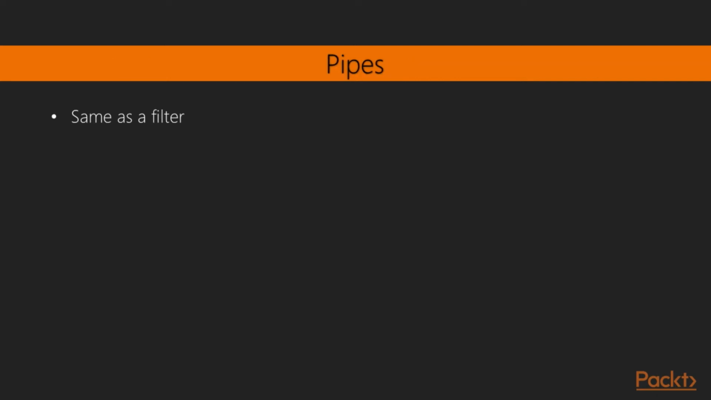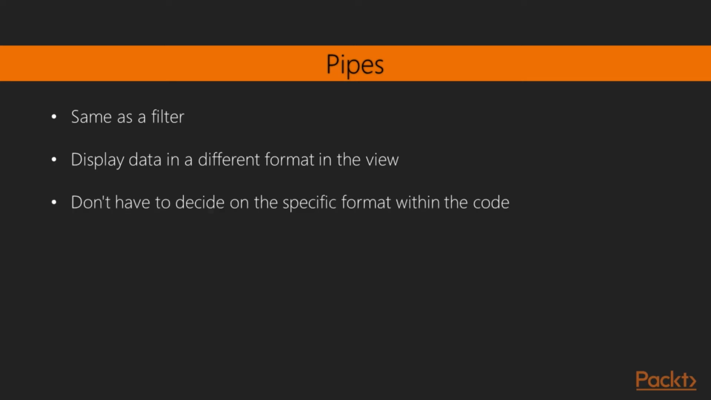Pipes are also a feature of Angular 2 and are not specific to Ionic. If you're familiar with Angular 1, a pipe is exactly the same thing as a filter. The main reason you might want to use pipes is to display data in a different format in the view. You don't want to change the actual value in the component. This makes things very convenient because you don't have to decide on the specific format within the code, while leaving flexibility in the view layer.